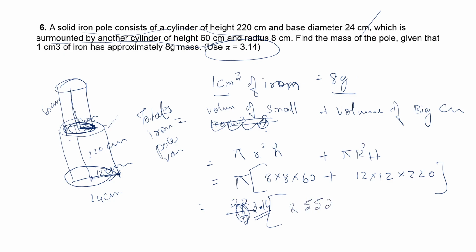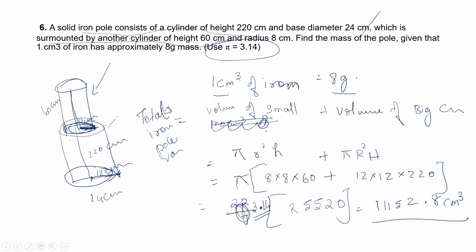If you do the calculation, it is coming to 35520 into 3.14. So the answer will be 11152.8 centimeter cube. What is this? This is the total volume of this pole. Okay, up to this it is done.